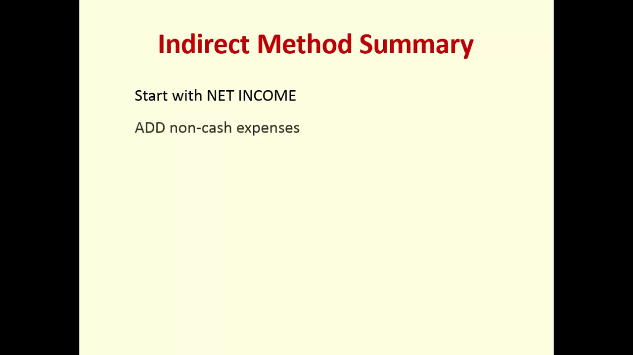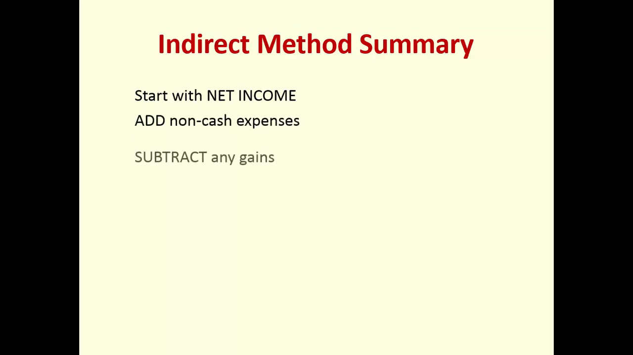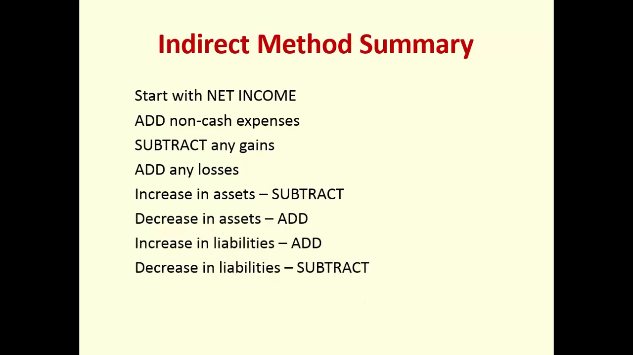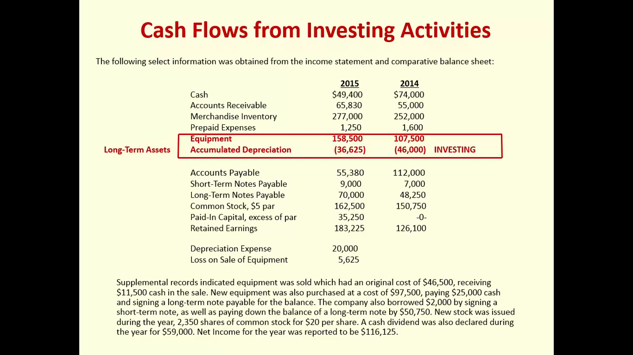You start with net income, add non-cash expenses, subtract any gains, add any losses. If the assets change, you do the opposite. If a liability changes, you do the same, and you end up with net cash provided or used in operating. The terminology is important. If it's provided, it's a positive number, cash went up. If it's used, that means cash went down. So if it's a negative number, use that word.